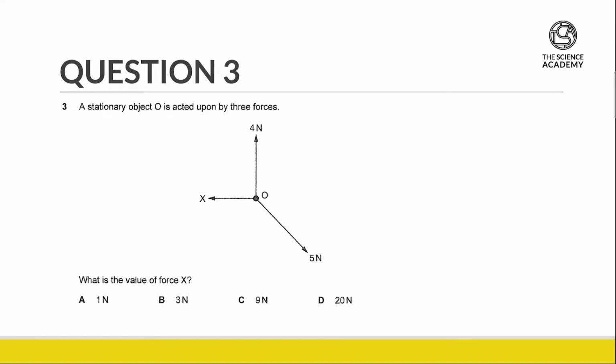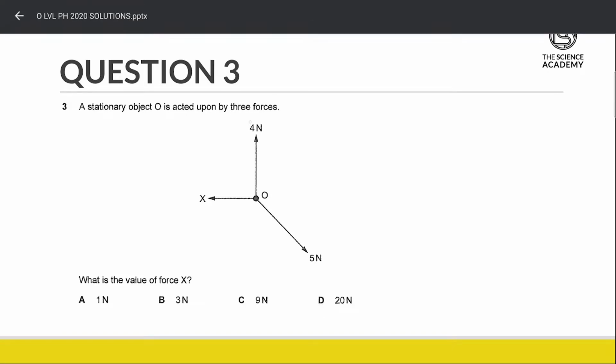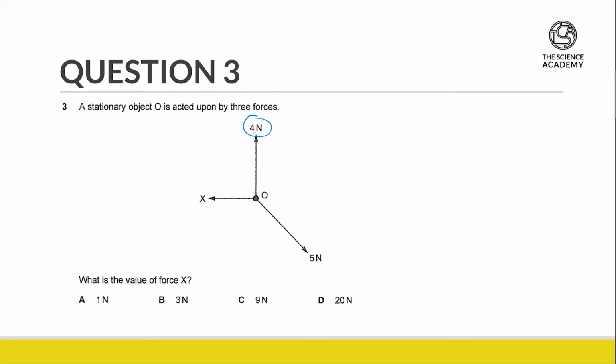In question 3, we are told that we have a stationary object O that is acted upon by 3 separate forces. We have a 4 Newton force and we have a 5 Newton force over here. Now, we are asked to find what is the value of force X. Okay, so because this object is stationary, we must understand that this object is in equilibrium.